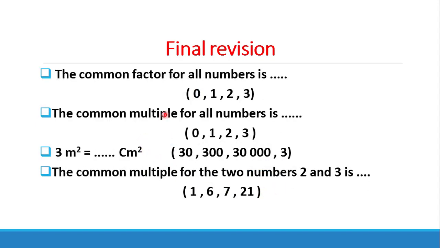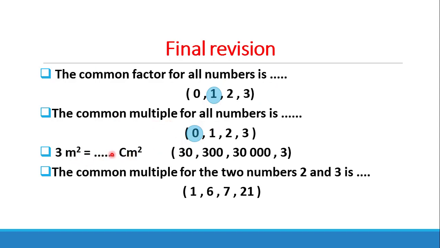The common factor for all numbers is, yes, 1, excellent. The common multiple, 0. So the common factor for all numbers is 1. The common multiple for all numbers is 0.